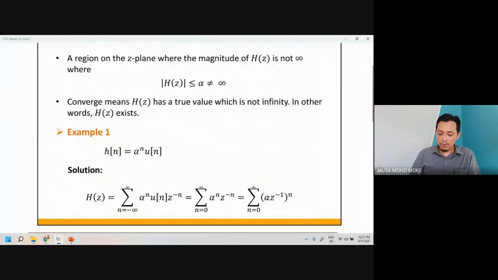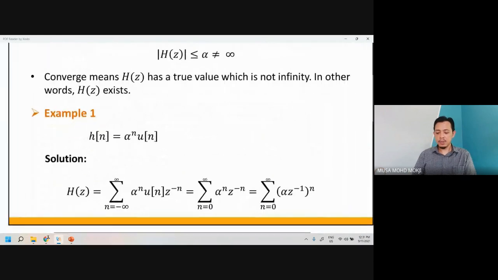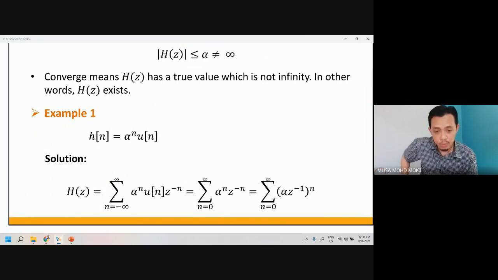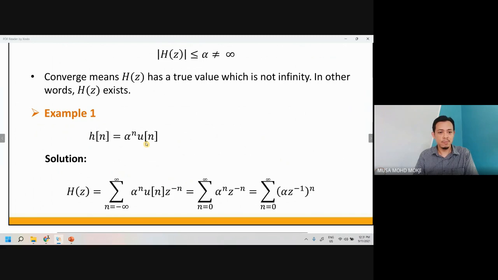Okay, let's look at one example. We are going to look at an example which has both infinity and non-infinity H(z), so it is good to start with an IIR system. How do we know this is an IIR system? We need to check the length of this system. This is h[n]; h[n] is a system. If it is x[n], then it is a signal.